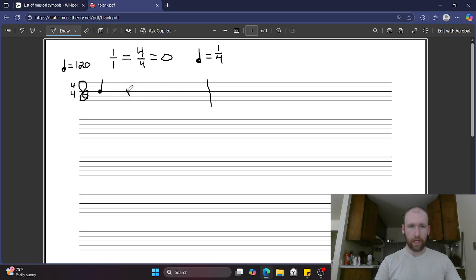So I'm writing in 3 rests. Again, please, I do apologize for these crude drawings. They are hurting my eyes probably more than yours.